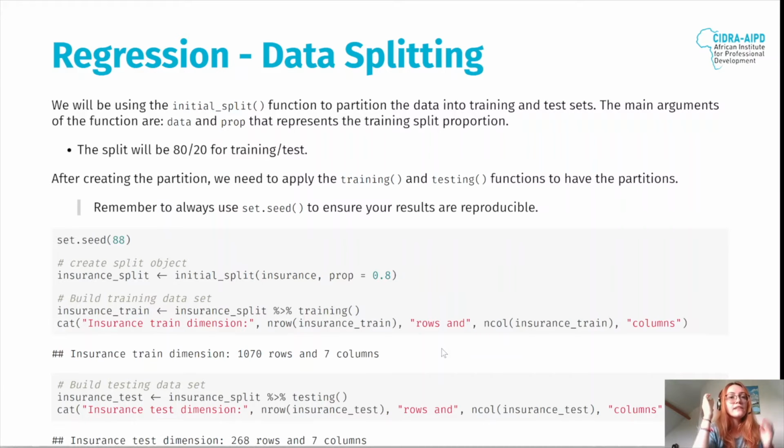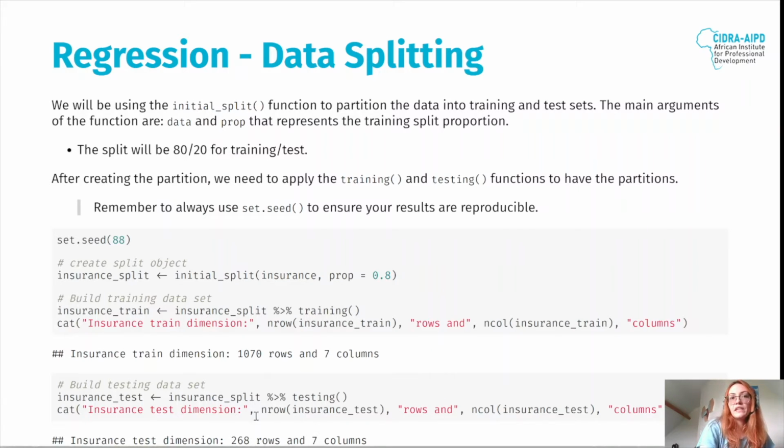And the test data: if I apply the training function to the split to generate the train variable, to generate the test variable, I'm going to apply the testing function to the split. So I'm using pipes here, but it would be the same to do testing brackets insurance split inside the brackets, because this is what the pipe does. It's just saying that I'm putting the insurance split inside the testing. I'm applying the function to what comes to the split.